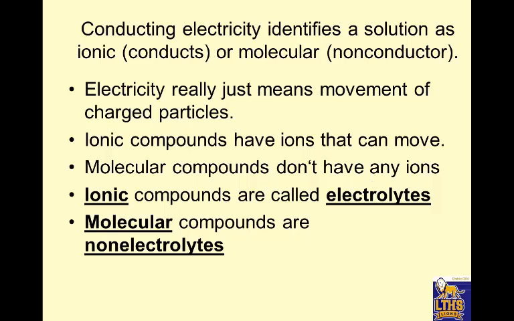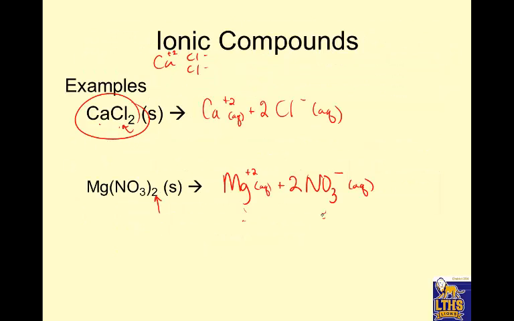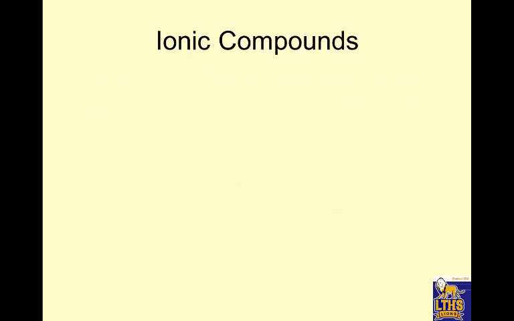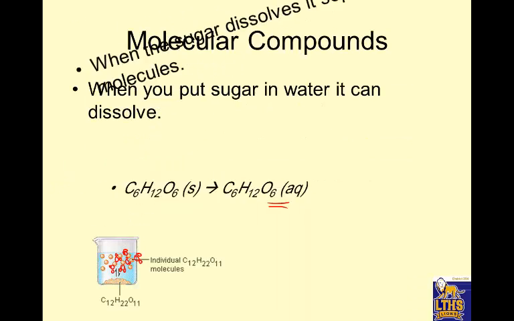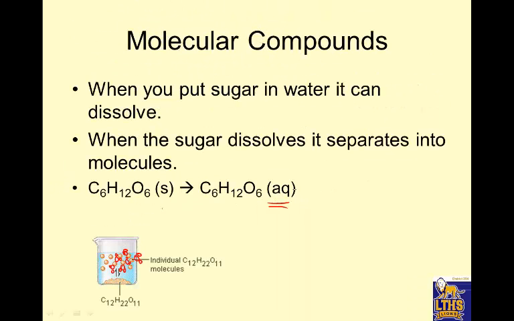Okay, so conducting electricity, it tells you if you have an ionic compound or a molecular compound. Because which ones conduct? The ionic. Why? Well, look at those ions. When it dissolves in water, there are these charged particles. But covalent, right here, when it dissolves, look, no ions, no charge, okay?